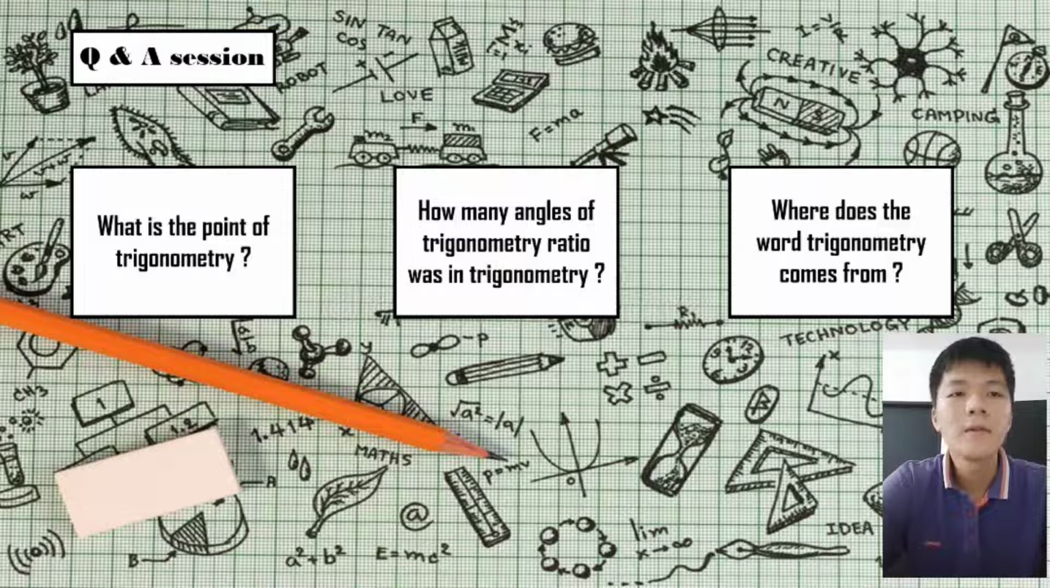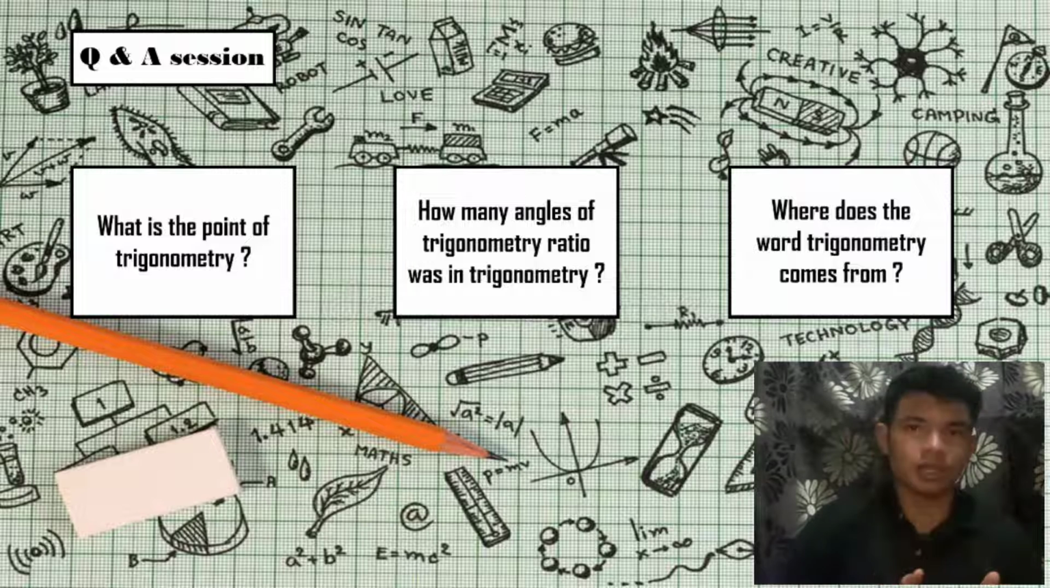I received 3 questions about trigonometry from my classmates, so my team members and I would like to answer their questions. The first question is, what is the point of trigonometry? The answer is, trigonometry is the branch of mathematics that deals with the relationship between the ratios of the sides of a right-angled triangle and its angles.